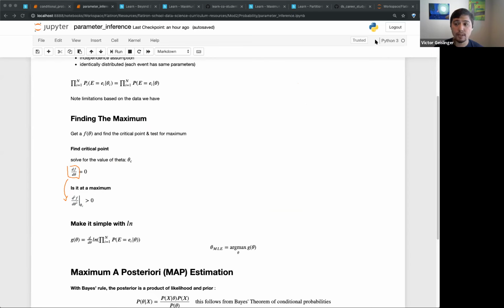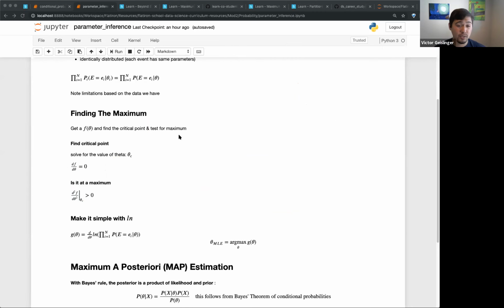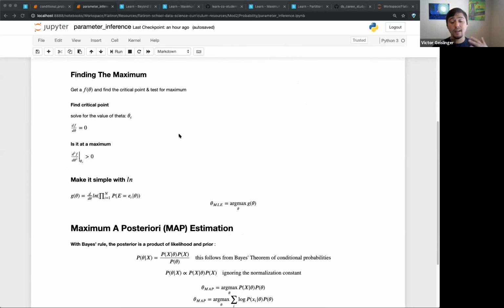So one way we can do this, and you'll see this a lot in probability theory, is a kind of shortcut: let's just take the logarithm of the probability function f, okay? The reason we can do that is that we're not trying to find the value of f at that critical point. We're just trying to figure out what is the maximum of that function.